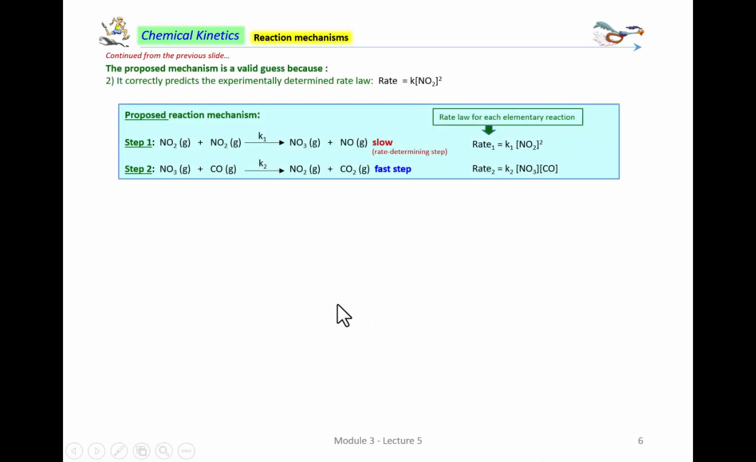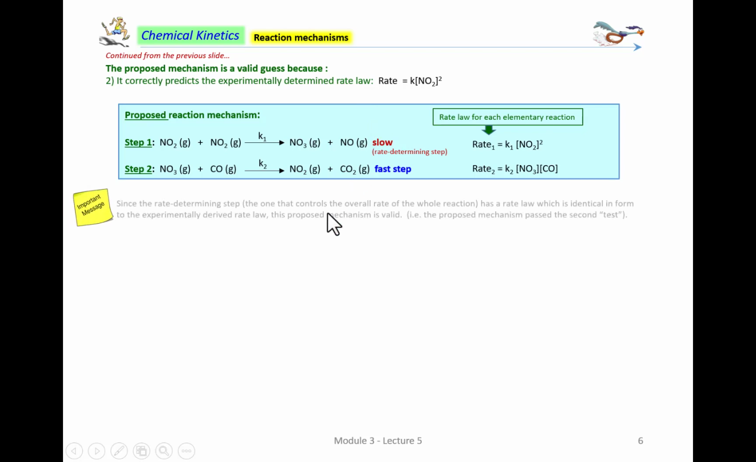So let's rewrite everything we have here, and we're still on this point of showing that the proposed reaction mechanism predicts the experimentally determined rate law. Now, since the rate determining step, this is the first step, the one that controls the overall rate of the whole reaction, has a rate law which is identical in form to the experimentally derived rate law, this proposed mechanism is valid. In other words, this proposed mechanism passes our second test.